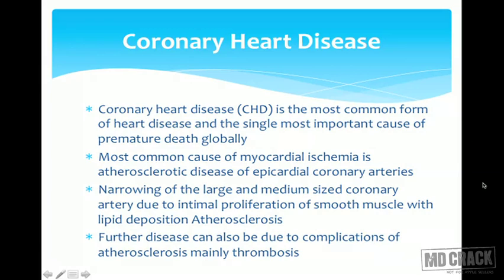Narrowing of the large and medium-sized coronary arteries due to intimal proliferation of smooth muscle cells with lipid deposition comprises the entire syndrome of atherosclerosis. So, in atherosclerosis, there is narrowing of the blood vessel because of the subintimal proliferation of smooth muscle cells and finally deposition of fat, right? So, this leads to narrowing of the blood vessels. Further, atherosclerosis can be complicated by any number of complications. Thrombosis is one of them, which is most important.